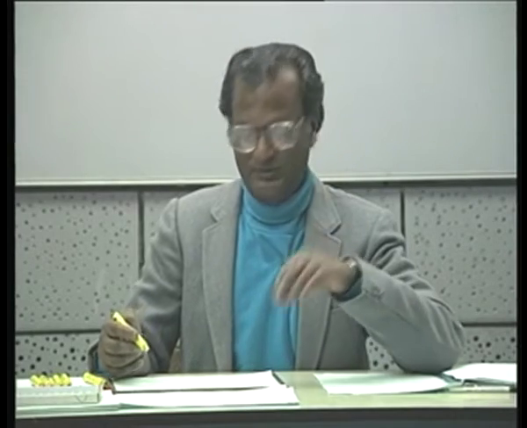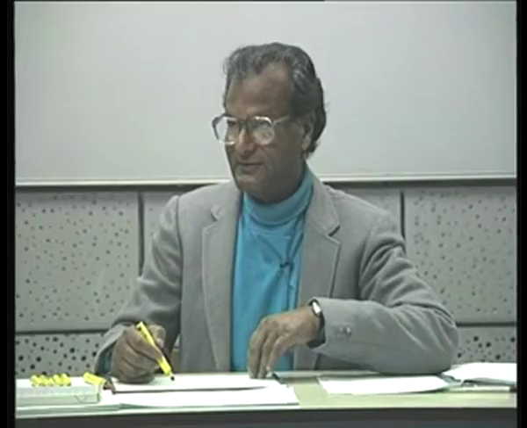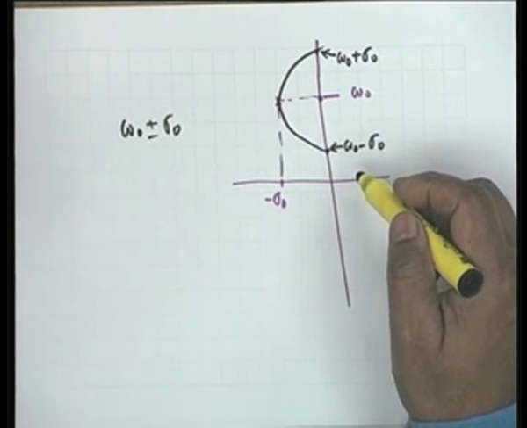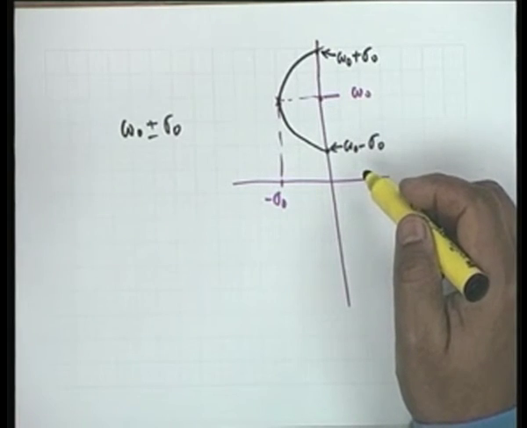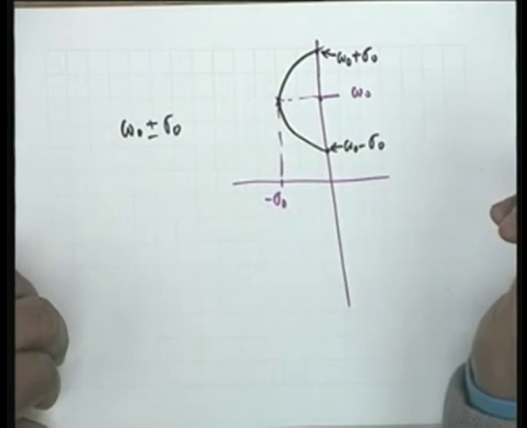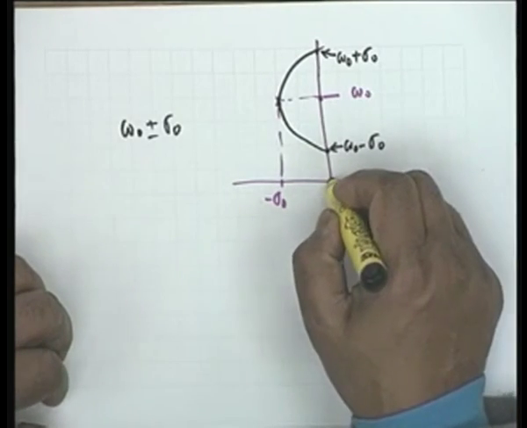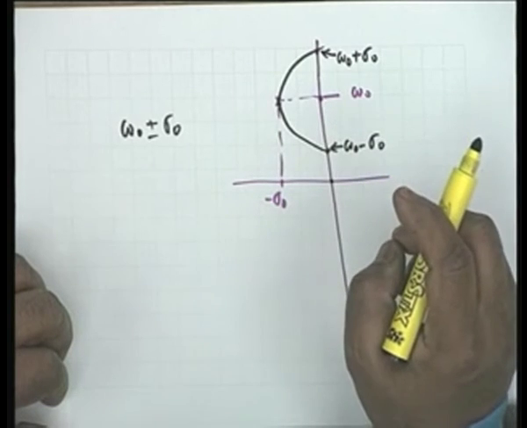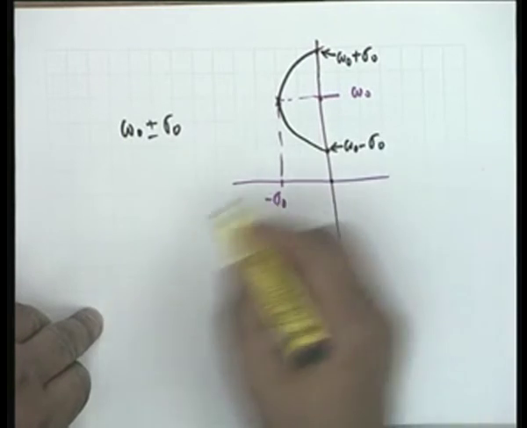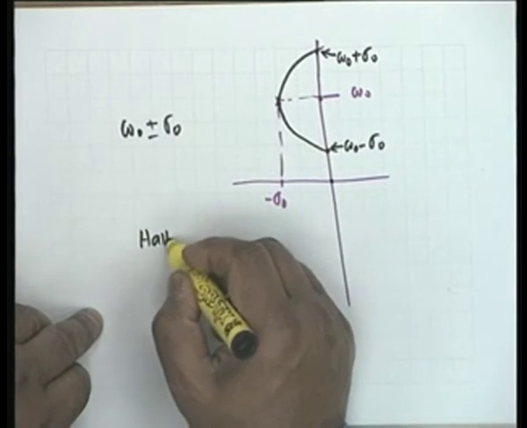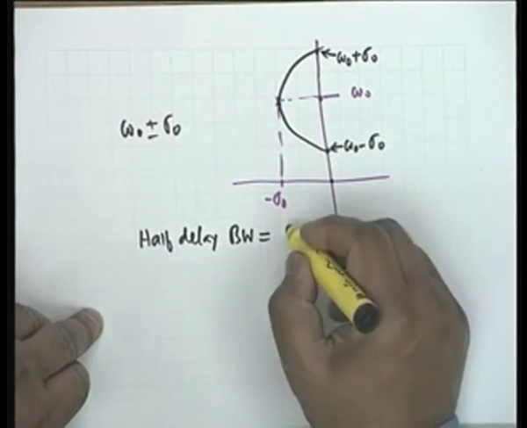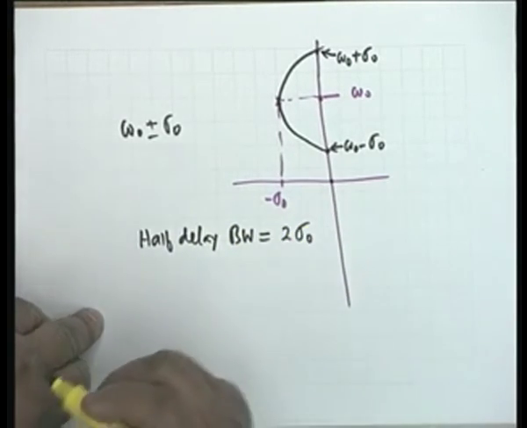Due to a single pole, you see, otherwise it will go negative. That means there are not two positive frequencies at which the delay is half of the maximum delay. Okay, and the maximum delay occurs here at omega equal to 0, the DC value. You also notice that the half delay bandwidth is simply twice sigma 0.